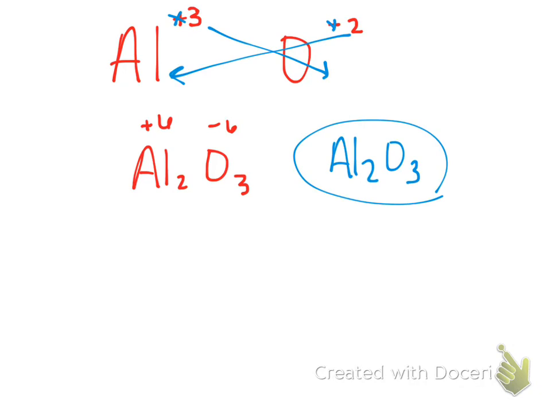So we think, okay, aluminum's +3, and we have 2 of them. That gives us a +6. -2 times 3 gives us a -6. Okay, so you should still be checking yourselves in terms of the charges.